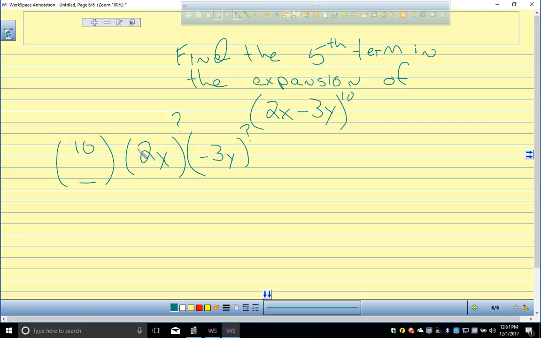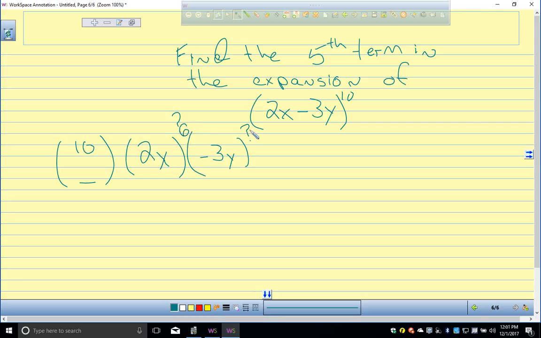Okay? So the fifth term, what is the exponent going to be of this? It's not going to be 5. I think it's going to be 6, right? Because it starts at 10. So 10, 9, 8, 7, 6. Because for the first term, this would be 10, the second term would be 9, third term would be 8, fourth term would be 7, and the fifth term, this would be 6.